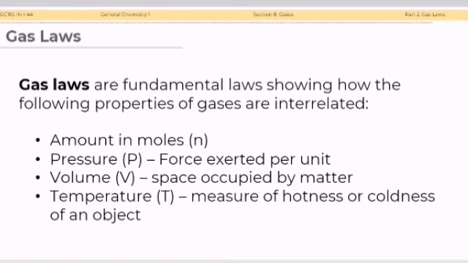Gas laws are fundamental laws showing how the following properties of gases are interrelated: the amount in moles, denoted by n; pressure, denoted by P, which is the force exerted per unit area; volume, denoted by V, or the space occupied by matter; and temperature, denoted by T, which is a measure of hotness or coldness of an object.